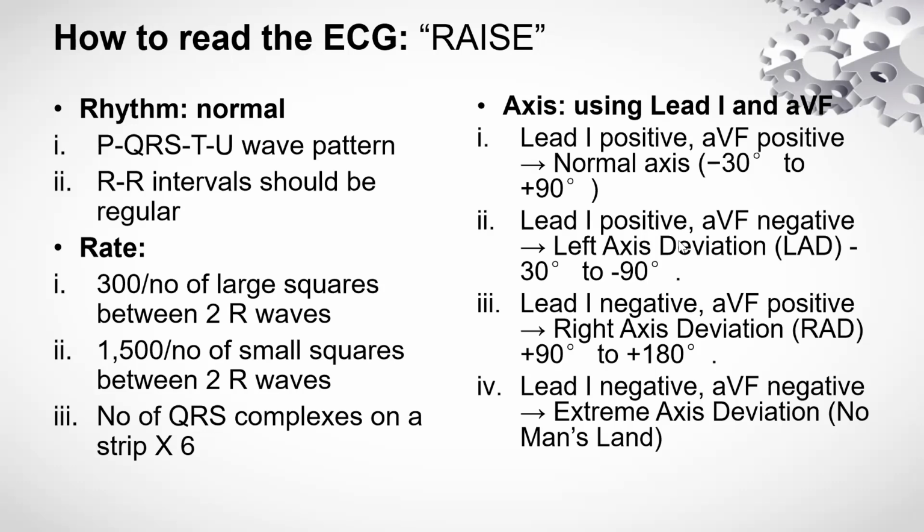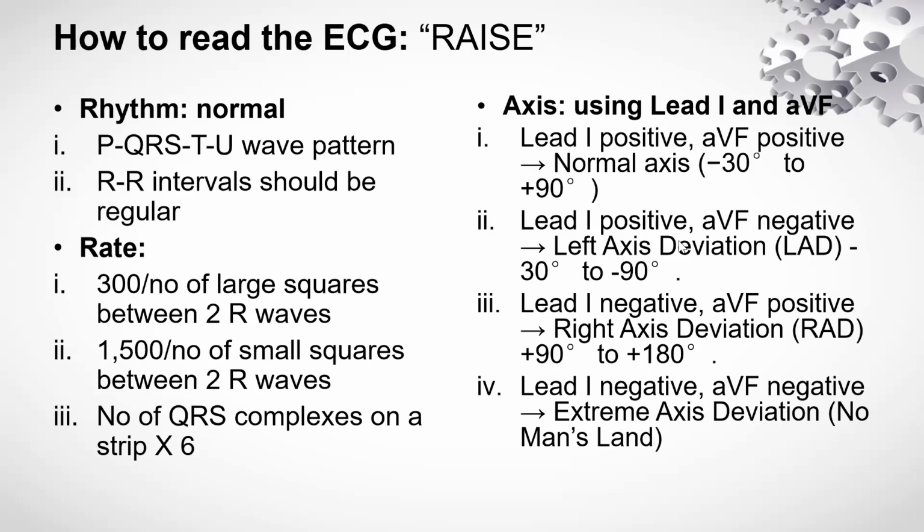So you want to look at the axis of the heart. When we're looking at the axis of the heart, usually we use lead 1 and the augmented foot lead, aVF. If lead 1 is positive and aVF is positive, it shows you a normal axis. That is, lead 1 positive and aVF positive shows you a normal axis.